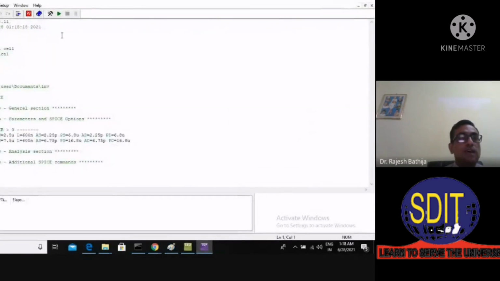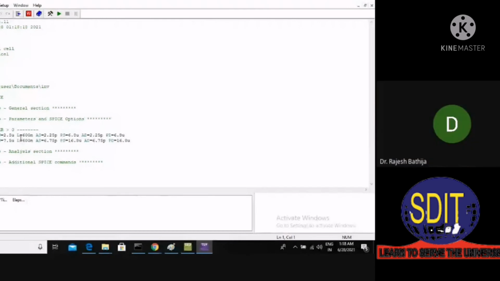Right. So here these are the command lines, and here it will be W will be 2.5 of the NMOS, and PMOS will be here 7.5. Length will be 0.6 micrometer, so it will be coming same. Here AS is the area of source, PS is the perimeter of source, AD is the area of drain, PD is the perimeter of drain, right? This software will automatically calculate these things according to the channel length value and the W values, right?